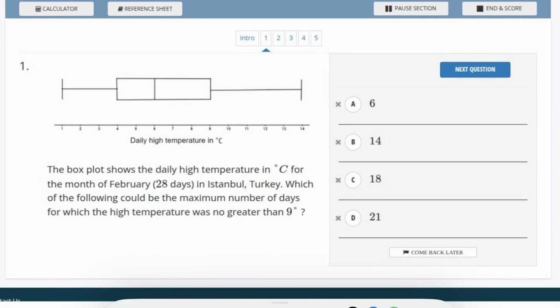Hey guys, today we're going to do one variable distribution, the hard sets of questions. So here we have number one.